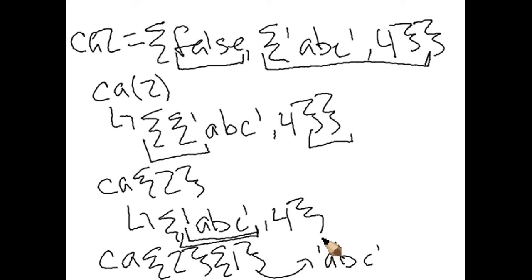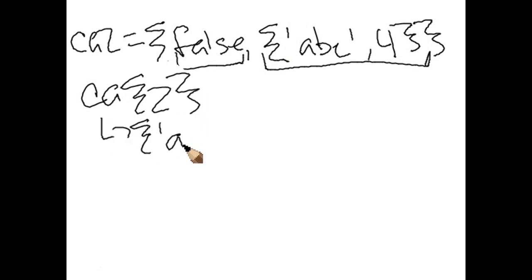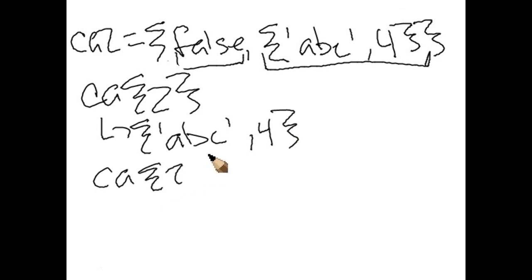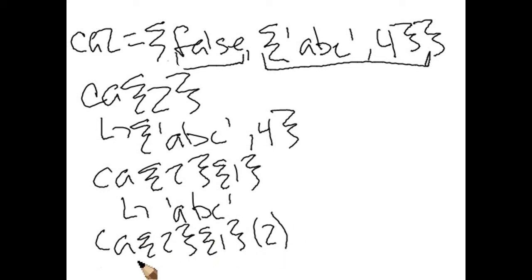So from here, it would be fairly simple to get out the letter B, right? To get out the letter B, I would say cell array crack hands 2, which we know would give me ABC and 4, and then I could say cell array crack hands 2, crack hands 1, which would give me ABC, and then I could say cell array crack hands 2, crack hands 1 at position 2, and that would return just the letter B.